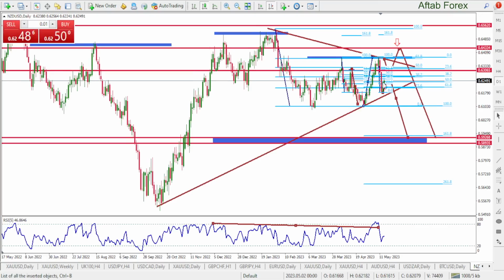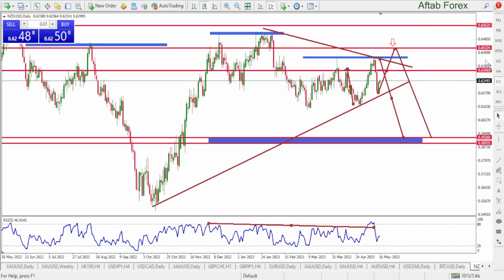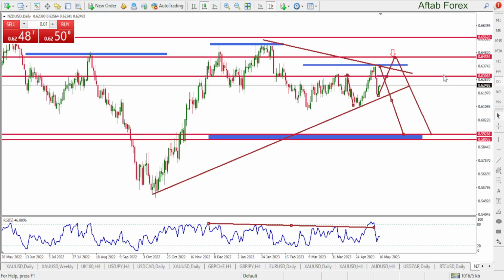Sorry about the mess right here, but when you do these things yourself, within a month you will be used to it. So at the moment it's showing a buy trade.